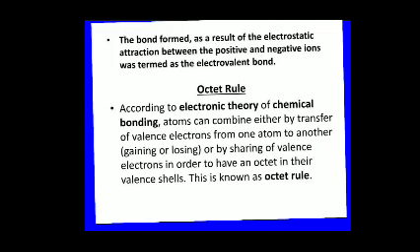Ionic bond is formed by transfer of electrons and covalent bond is formed by sharing of electrons. So, chemical bond formed by transfer of electrons between the atoms forms an ionic bond, and sharing of electrons between the atoms forms a covalent bond. These two types of bond are formed between the atoms.